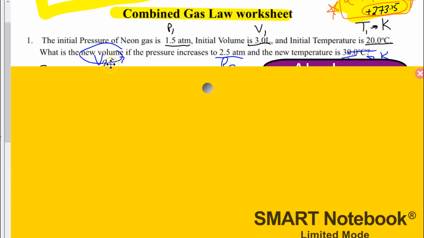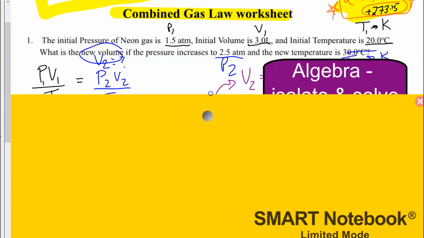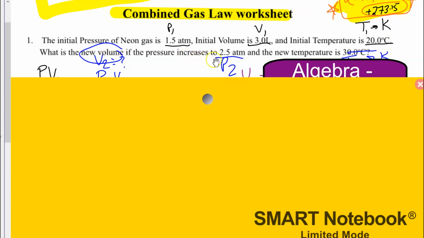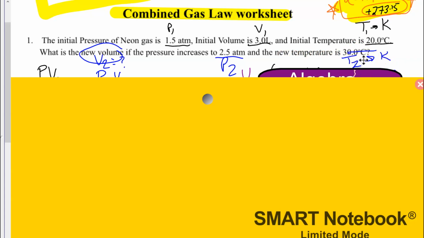What is the new volume? So we are going to be solving for V2. If the pressure increases to 2.5 atmospheres, that's P2, and the new temperature is 30 degrees Celsius, that is T2. And we want to make a note, we're going to have to convert that to Kelvin.